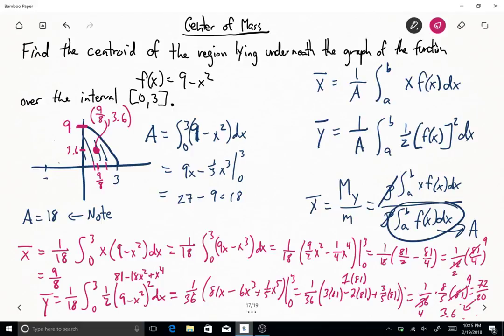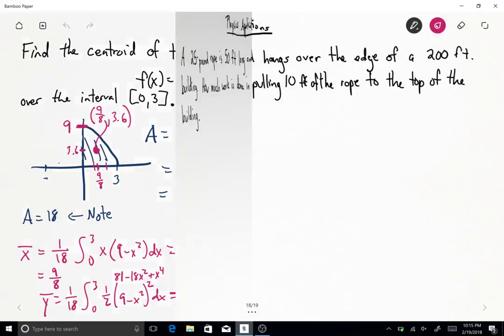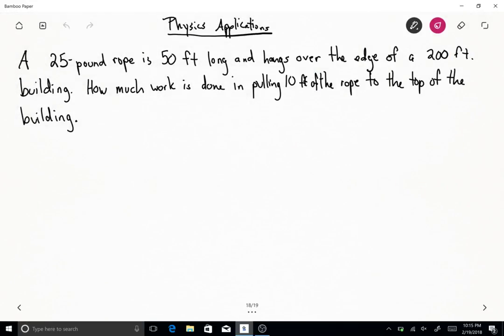Okay, so for our last problem for the night, I just want to do one physics application. I know you'll be seeing that soon enough and working a little more in detail, but I'll go through one to show how it works. Let's say we had a 25-pound rope, 50 feet long, that hangs over the edge of a 200-foot building. How much work is done in pulling 10 feet of the rope to the top of the building? How do we do this problem?